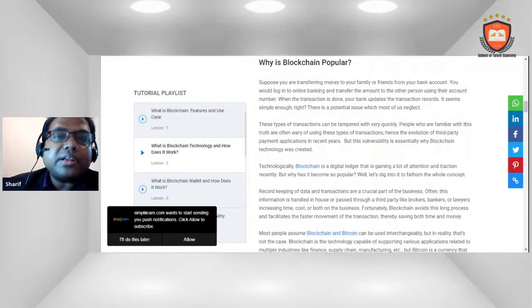Suppose you are transferring money to your family or a friend from your bank account. You would log into online banking and transfer the amount to the other person using their account number. When the transaction is done, your bank updates the transaction record. It's simple enough, right? There is a potential issue which most of us neglect.